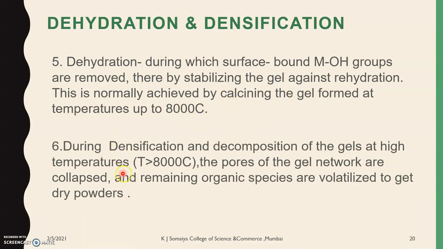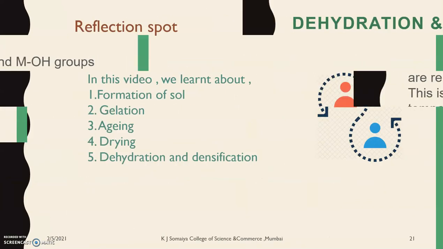And here it is further densified, or if required, the gel may be decomposed at a much higher temperature, which is greater than 800 degrees Celsius. Then the porous gel network is collapsed, and all other remaining organic solvents are also volatilized. And then, since the gel network is collapsed, it converts into dry powders, that is xerogels.